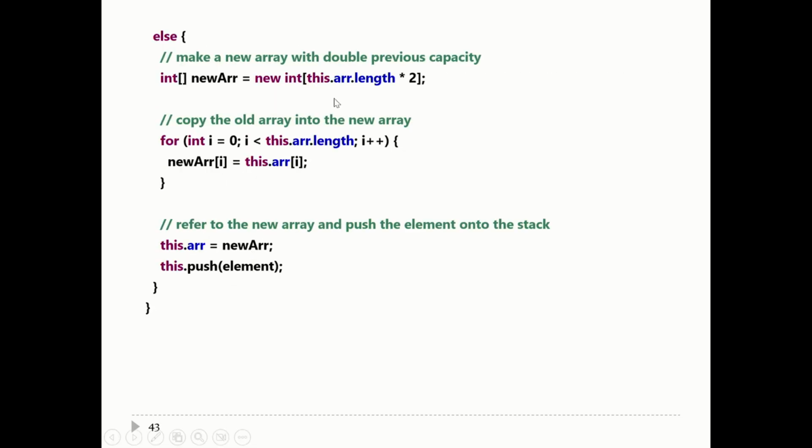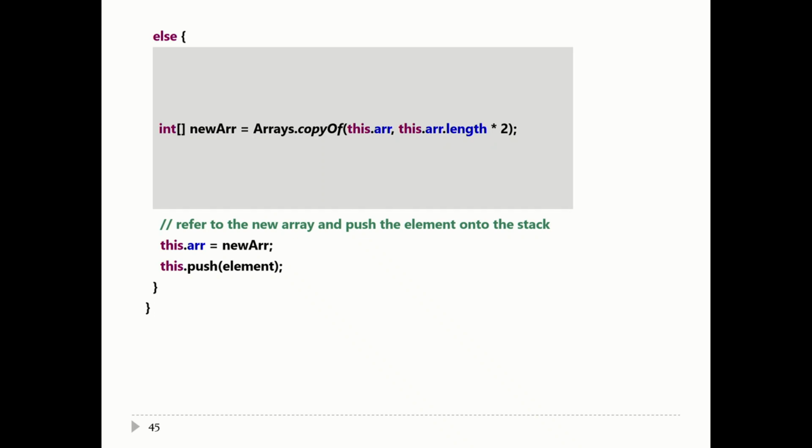In C, you would malloc that new array, or you would realloc that array. Then you would copy it either with a loop or with memcpy. And then you would do something similar here and here. In Java, it's a little easier. You replace all of that with the following.